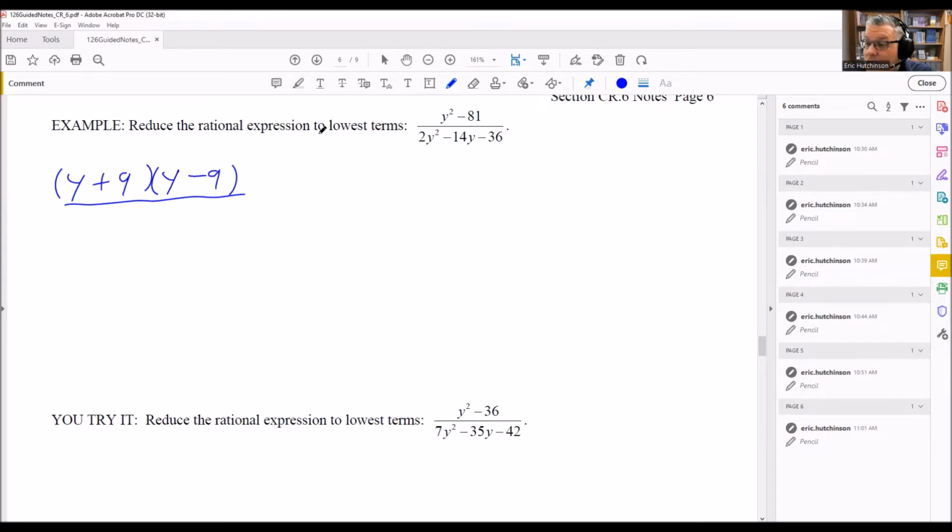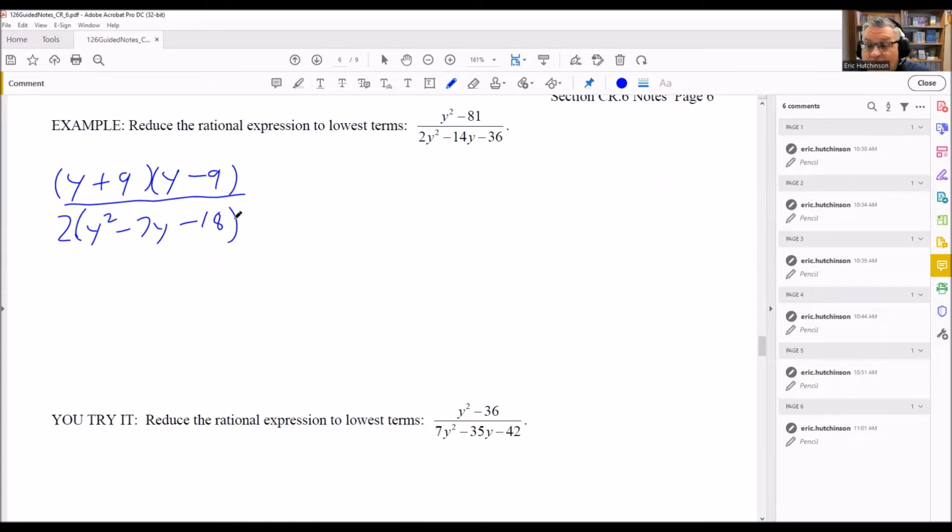On the bottom, we have a common factor of 2. So we want to factor out a 2 from that, which basically means that everything here will be divided by 2. So 2y squared divided by 2 is y squared. Negative 14 divided by 2 is negative 7y. Negative 36 divided by 2 is negative 18.